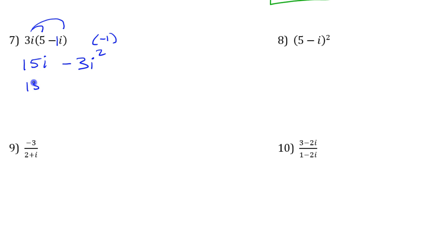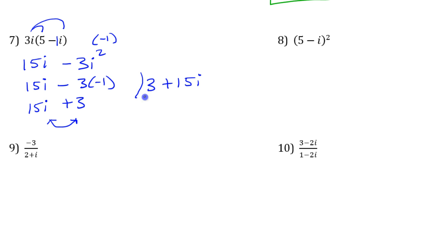So this is like having 15i minus 3 times -1. Well, -3 times -1 is a positive 3. Alright, there's no more i here. The i squared became -1. So right now I have 15i plus 3. This is basically the answer, but we are supposed to rewrite these to put the i term second. So we will just put 3 plus 15i for the final answer.